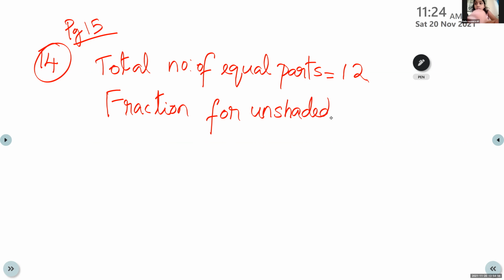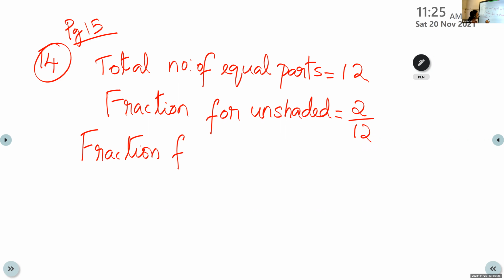10 by 12. How many parts are shaded? Unshaded means not shaded. How many parts are not shaded? 2 by 12. Yes, 2 by 12. Okay. So unshaded means how many parts are not shaded. Now, children, what do we have to find? We have to find a fraction for shaded.